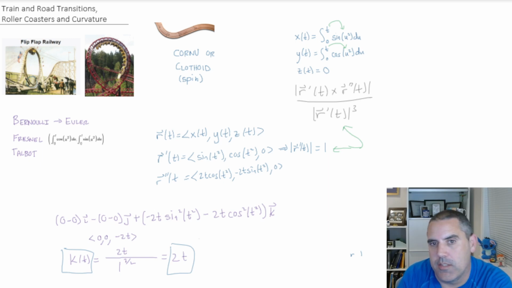And so when t is 1, the curvature is 2. When t is 2, the curvature is 4. It's a linear function. That's kind of interesting.